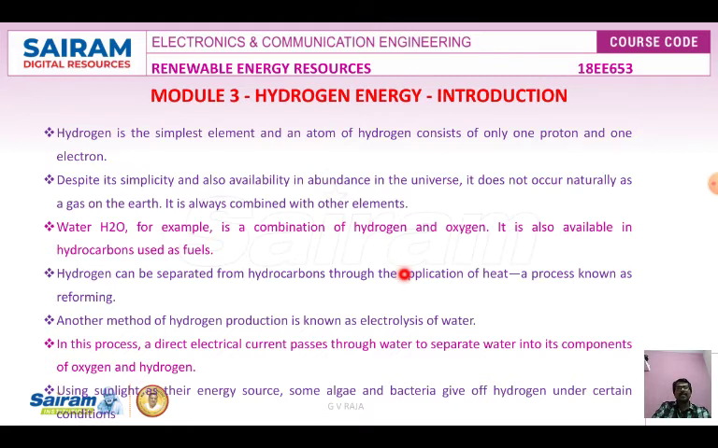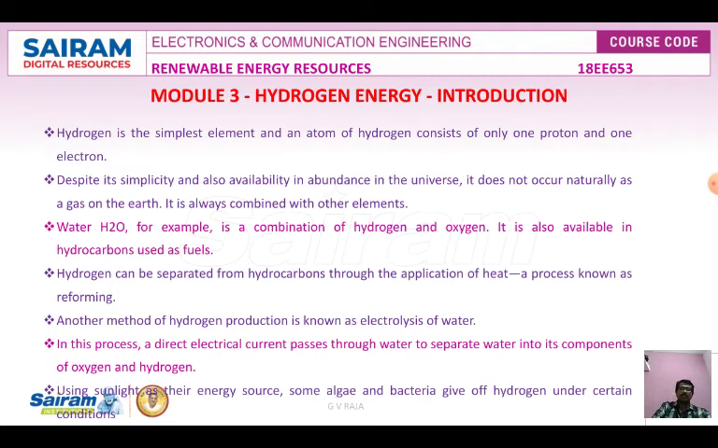Another method is called the electrolysis method, in which we can also produce hydrogen. Another method of hydrogen production is known as electrolysis of water. In the electrolysis of water, the components, oxygen and hydrogen, are separated when the water is subjected to sunlight as an energy source. Then due to the heat, the water is converted into hydrogen and oxygen. That is the electrolysis process.